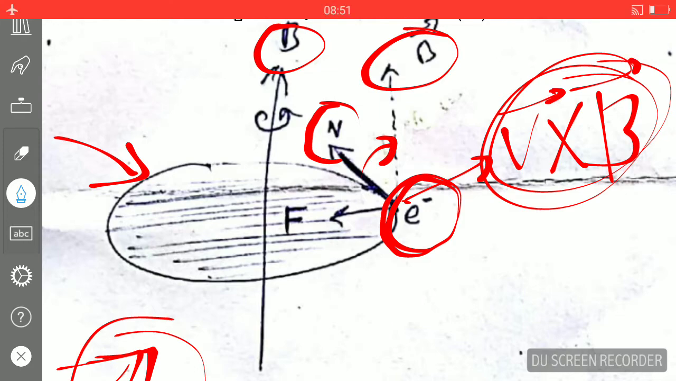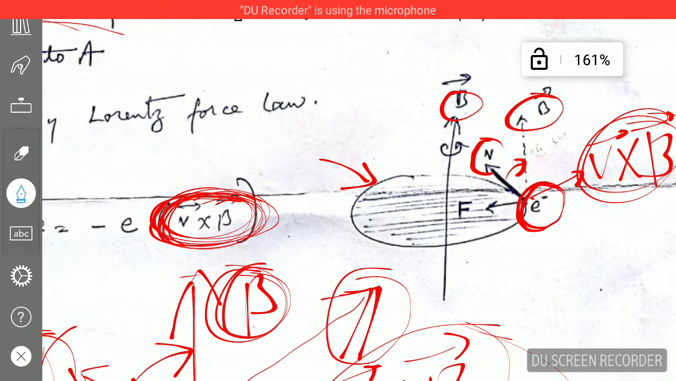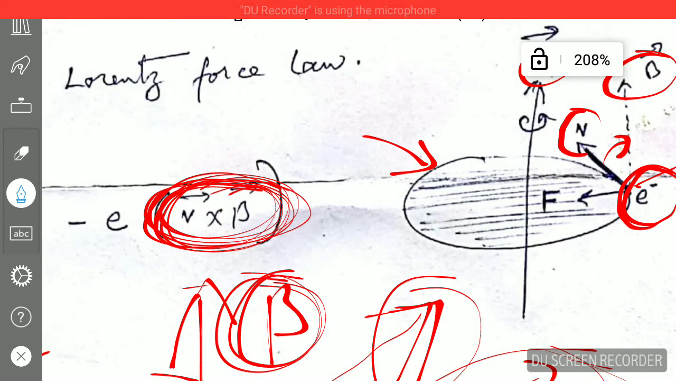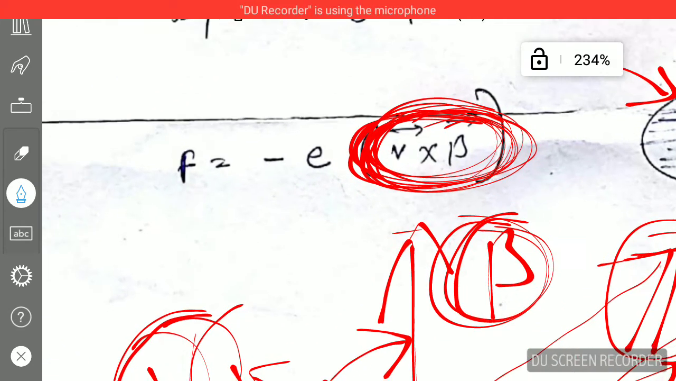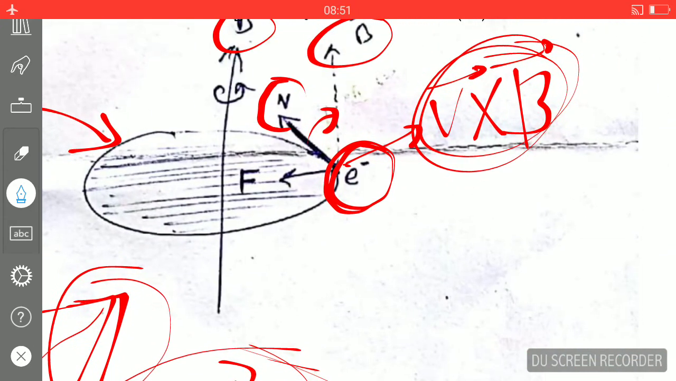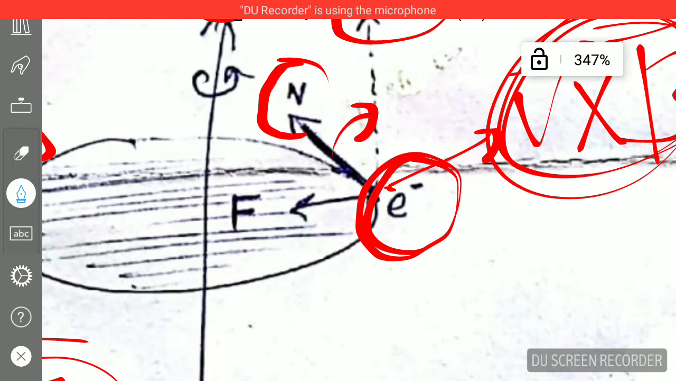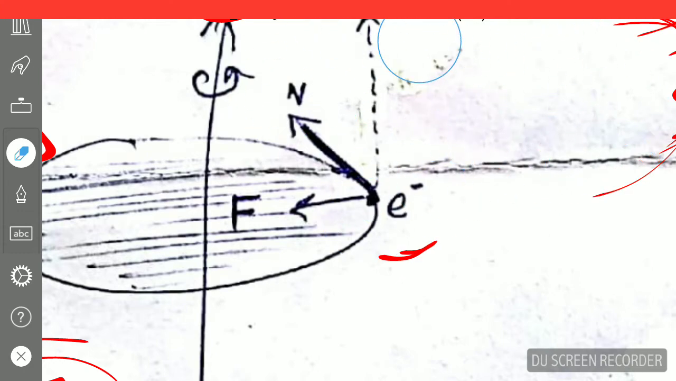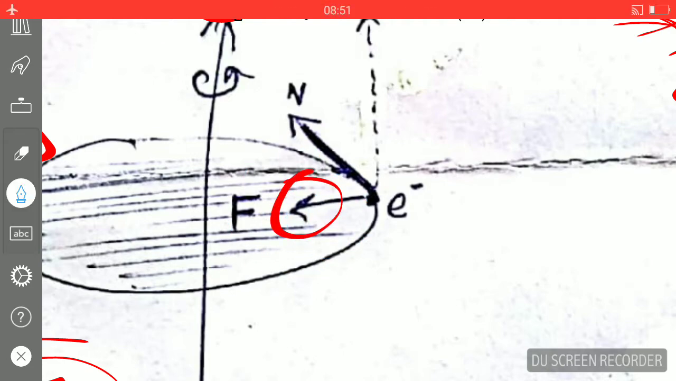This is the direction, but you can see that this has a negative sign here, so the direction will reverse. The direction will be towards the axis.